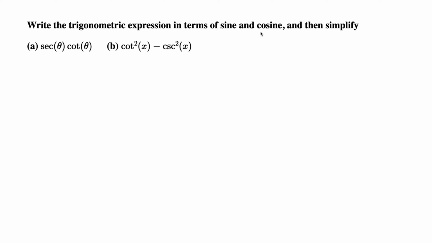Expression in terms of sine and cosine and then simplify. So in part A we got secant times cotangent, and we know that secant is the reciprocal of cosine. Okay, so we know that secant of some angle is 1 over cosine of the same angle, and cotangent, that's the reciprocal of tangent, 1 over tangent. And we also know that tangent is sine over cosine. That means the reciprocal of sine over cosine is cosine over sine.